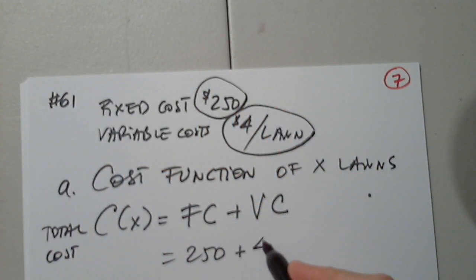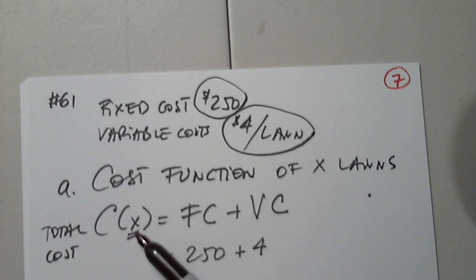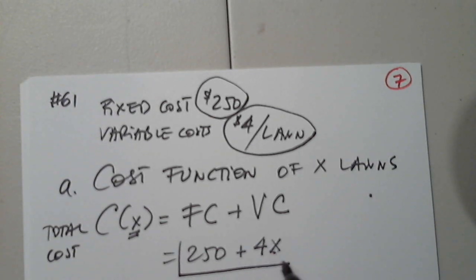Four for 1, but we have x. So for 1 is 4, but we want for x. So 4x. For 1 will be 4, for 2 will be 8, for 3 will be 12. Do we understand this formula?